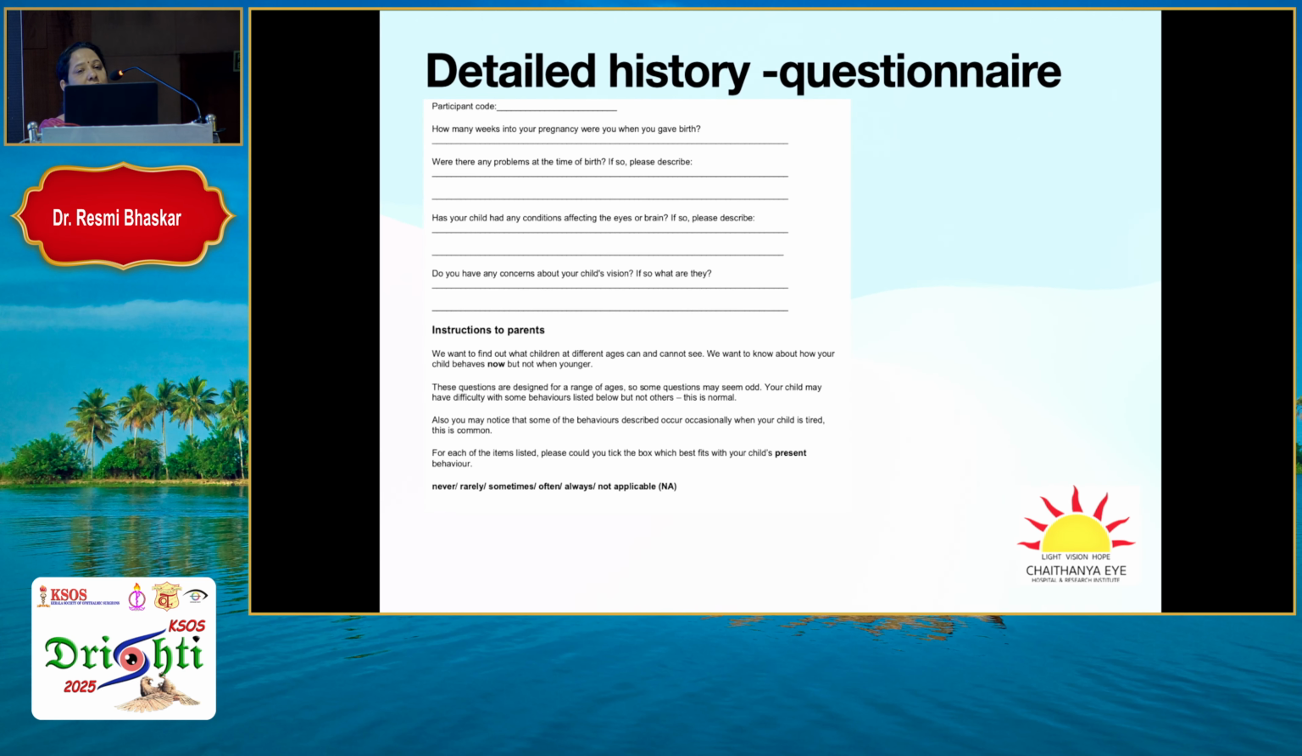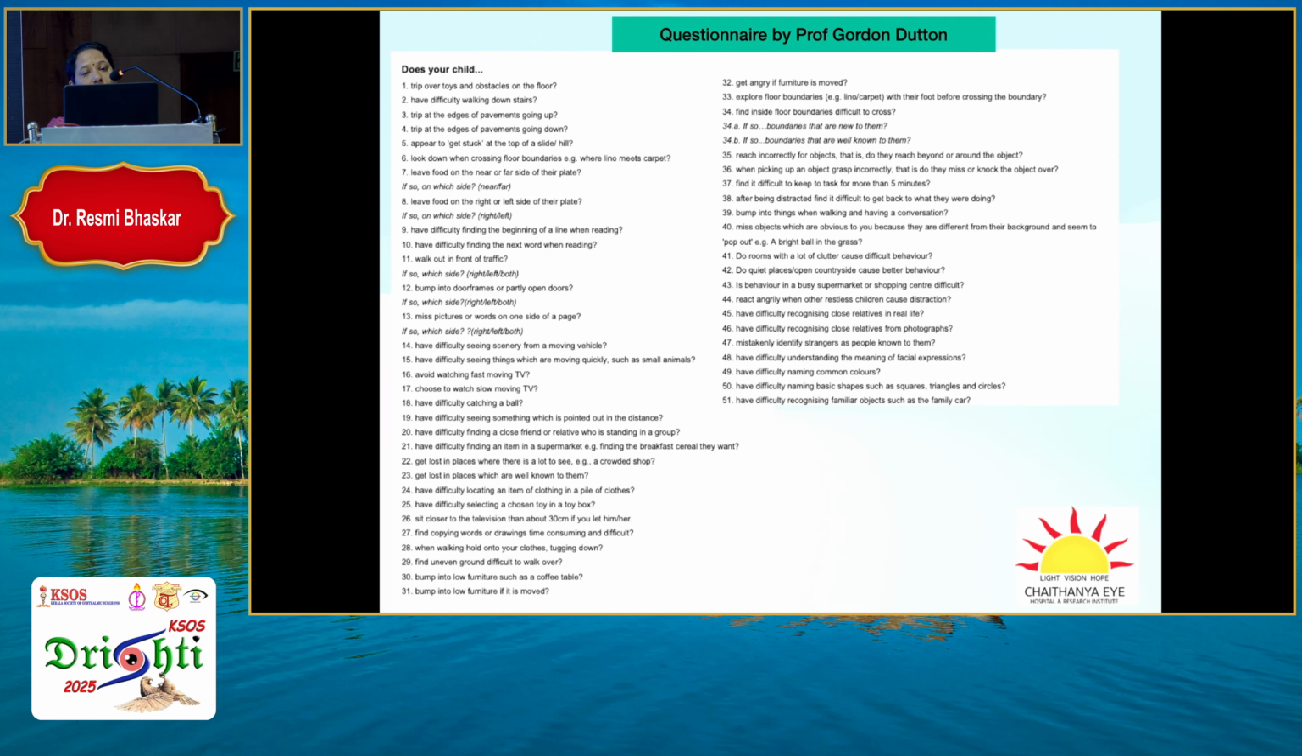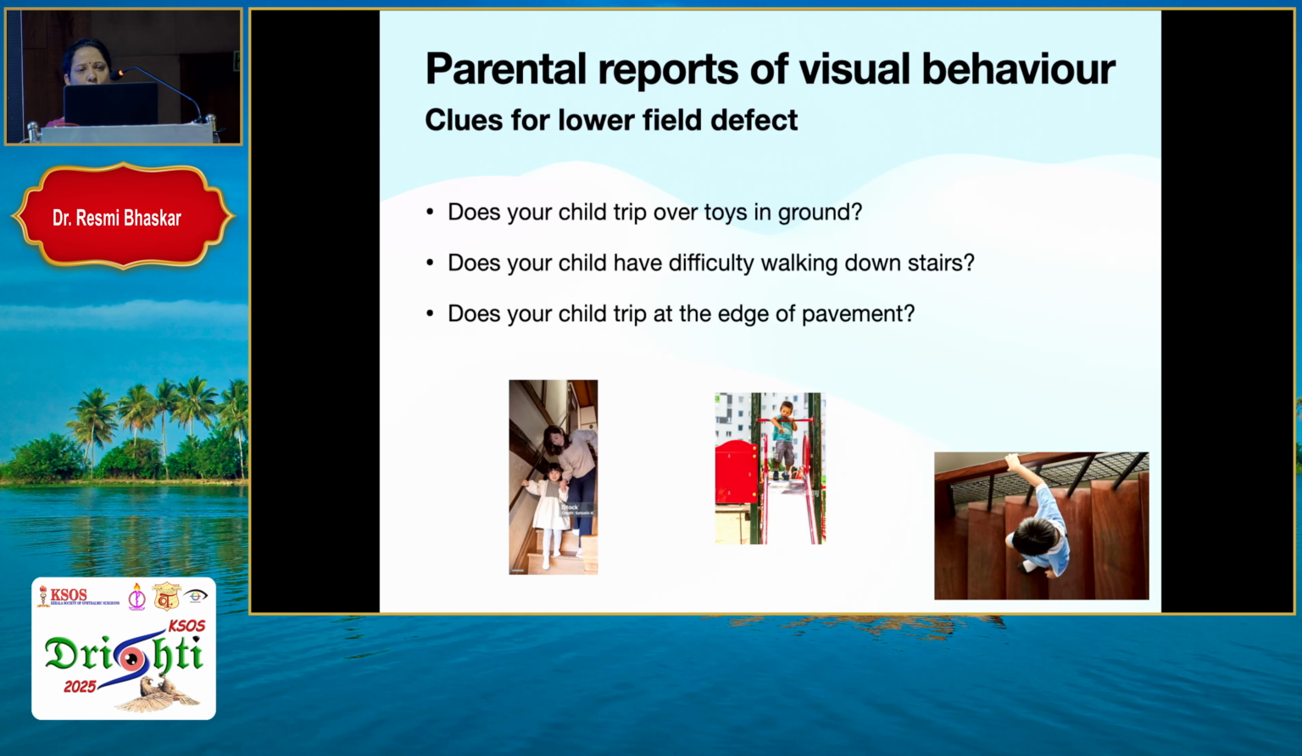A detailed history can be taken from the questionnaire regarding any insult in the neonatal, postnatal, or infantile period. There is a detailed questionnaire developed by Professor Gordon Dutton, and this is what we follow. It includes a lot of questions related to each of the difficulties that the child is having. We'll go through a few.